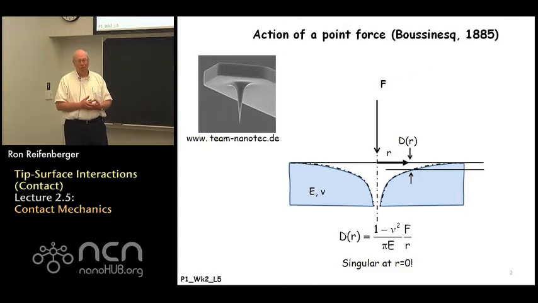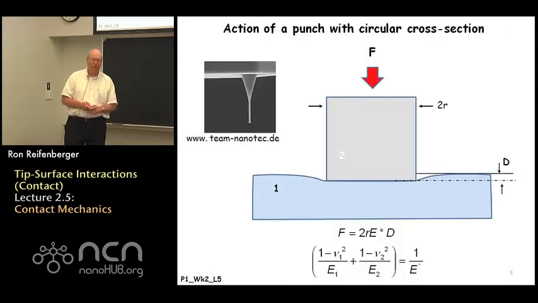The deformation depends on the Poisson's ratio and the elastic modulus, the Young's modulus of the substrate, and it depends on the magnitude of the force applied, clearly. The problem with this model is that it predicts a singularity at r equal to 0, and that's really not physical, but of course it's not possible to actually have a point force. So this is a nice entry into the discussion, but it's not very realistic.